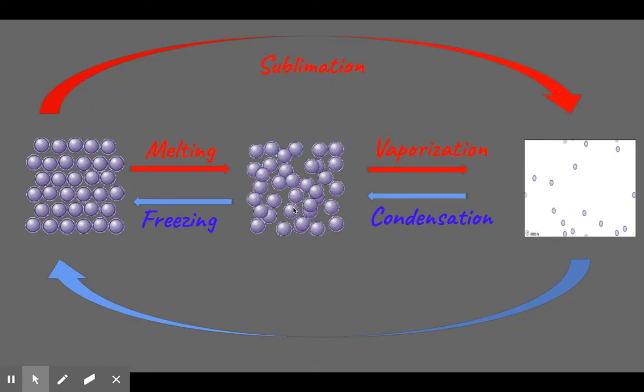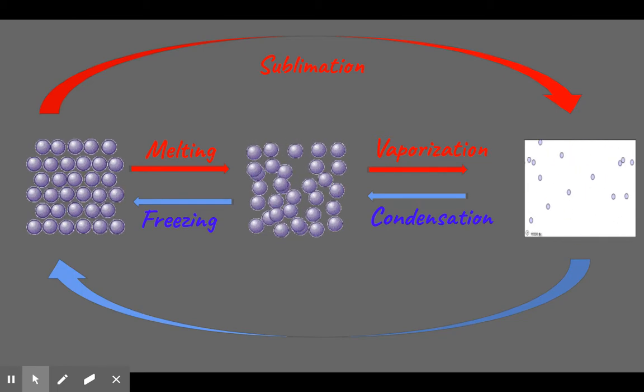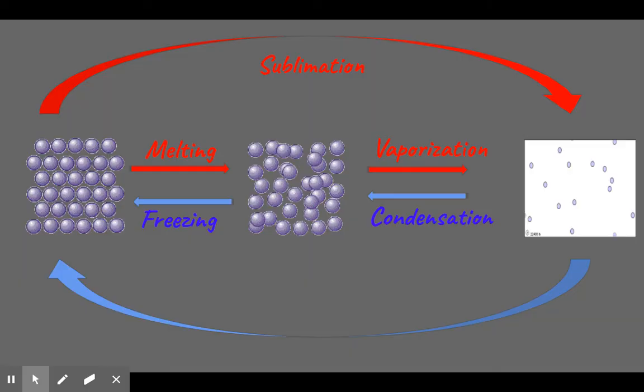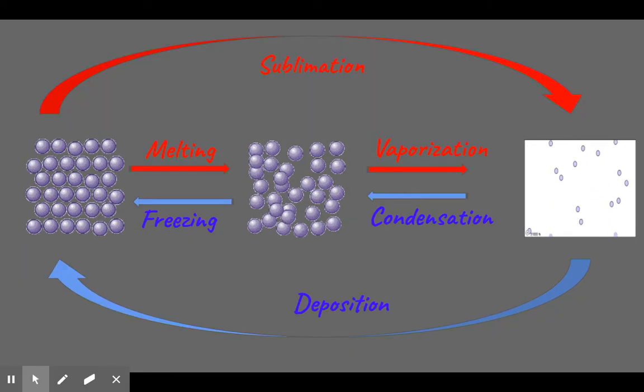Going from a liquid to a solid is freezing. So freezing an ice cube in your freezer, that would be that process. And you can actually skip the whole liquid phase on this one too. That's called deposition.